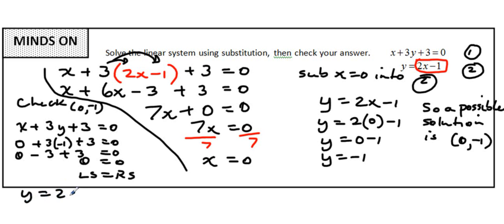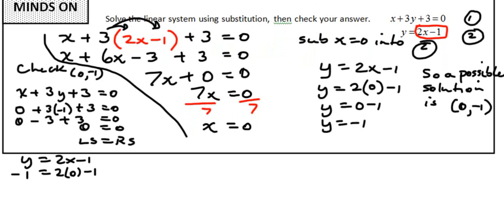y equals 2x minus 1. We put in minus 1 for the y. 2 times 0 minus 1. That's looking a lot like it's going to give me negative 1 equals 0 minus 1. 0 minus 1 is negative 1. So there we go. Left side does equal right side.